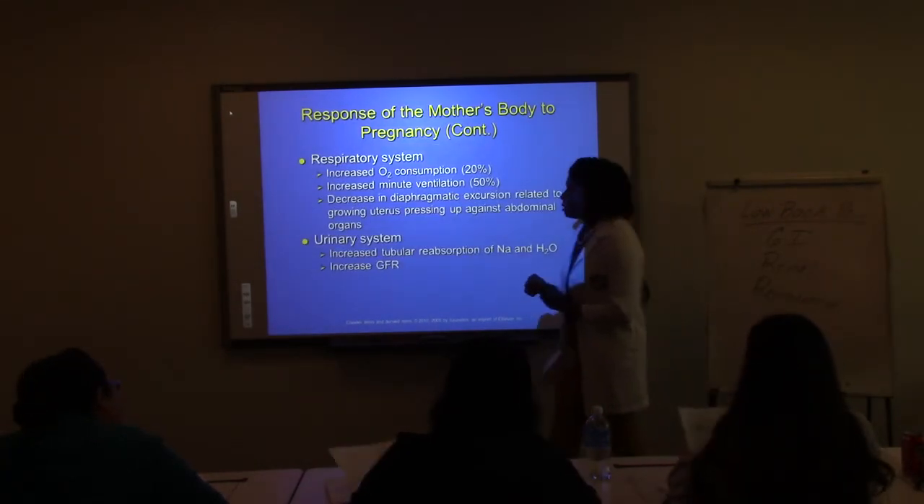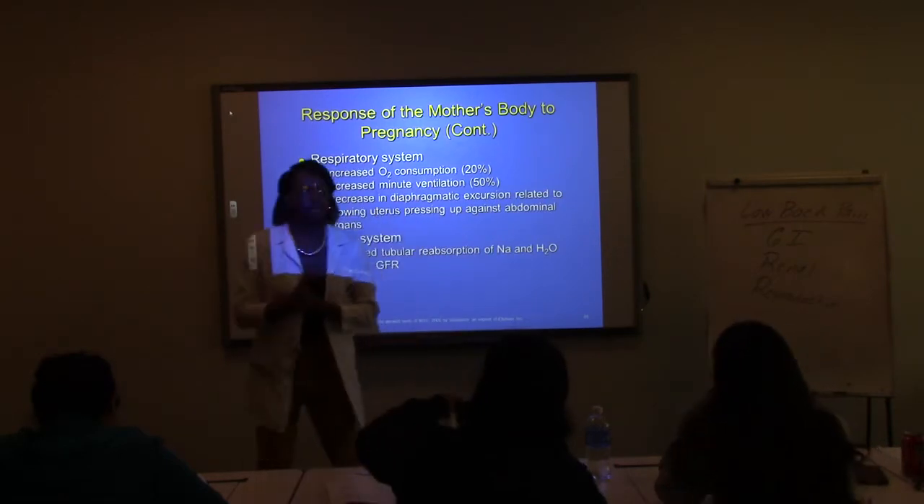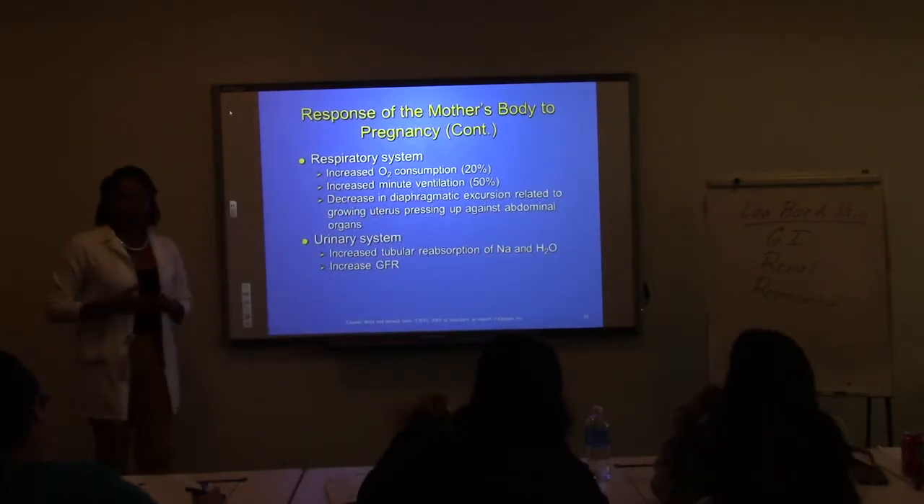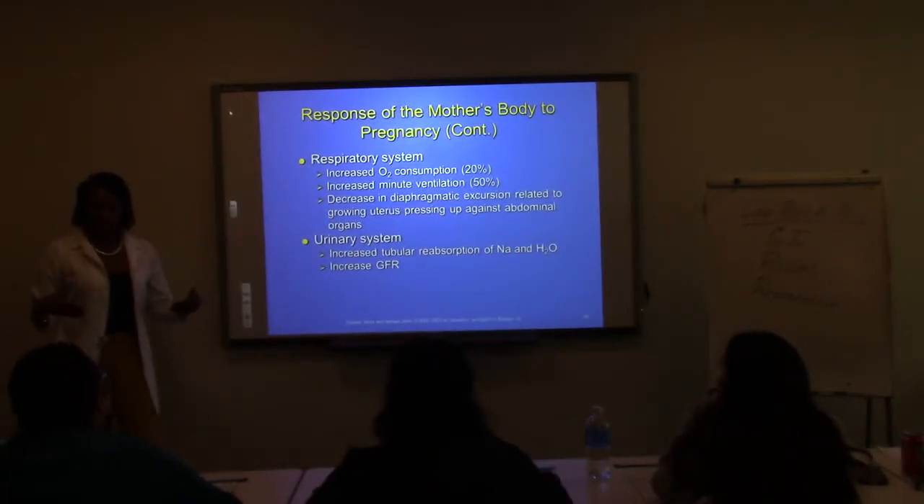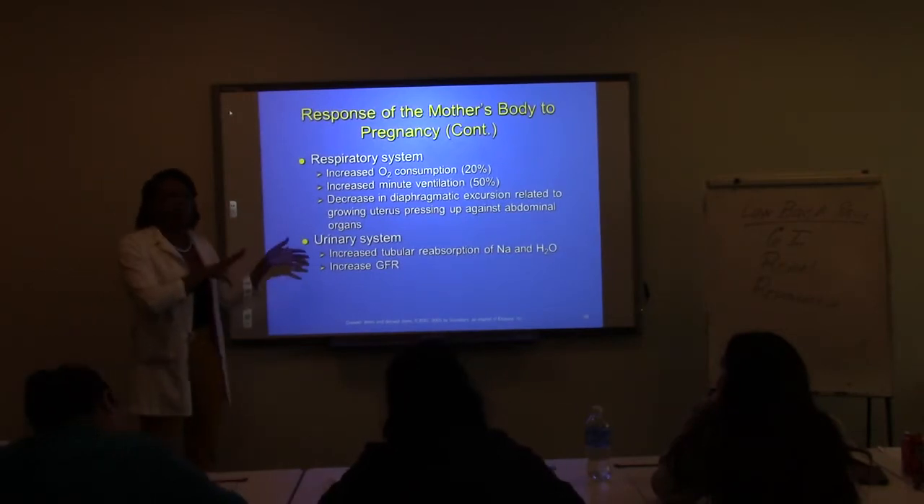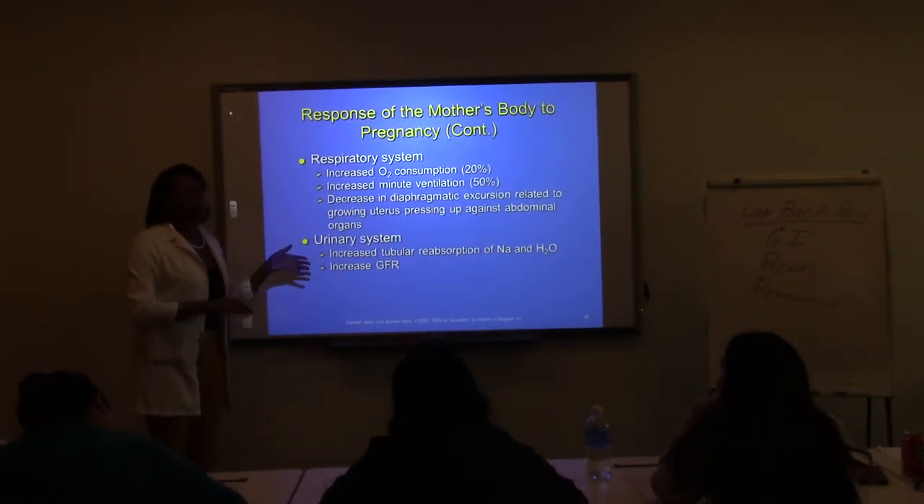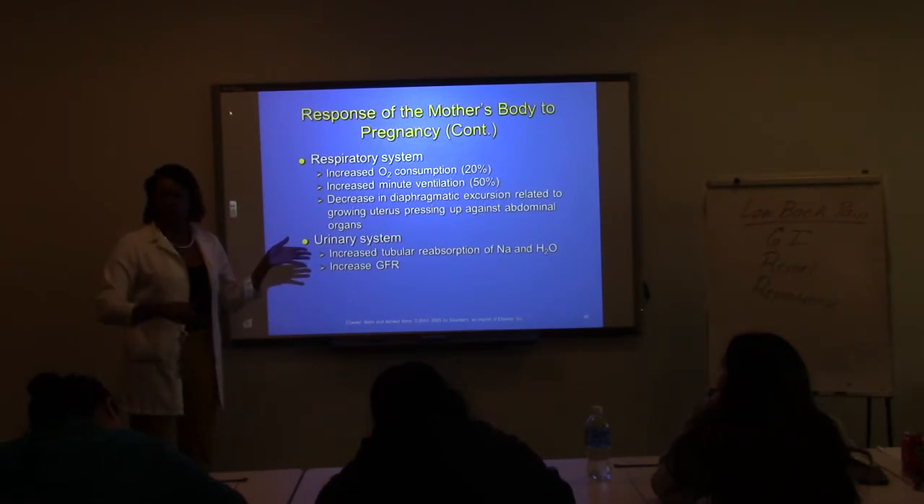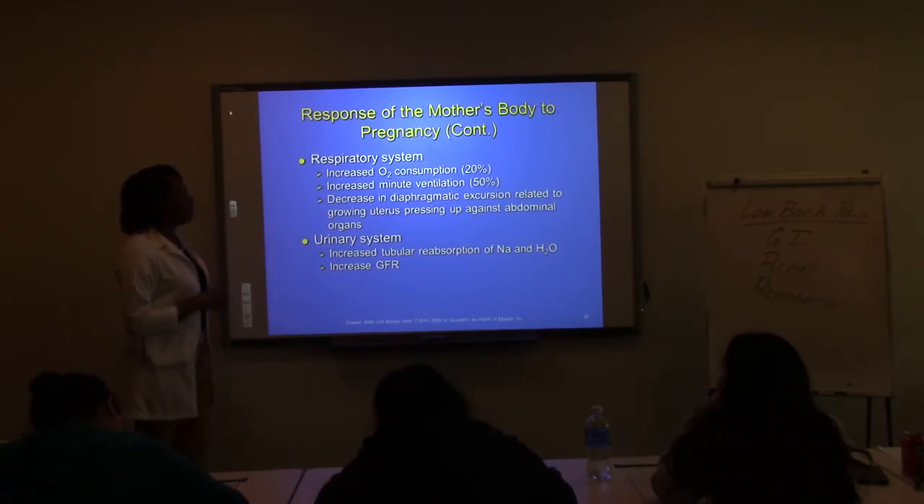Respiratory system is also part of this. So what happens in the respiratory system? Obviously, if we're increasing blood in the circulatory system, we would imagine that we're going to have more oxygen, correct? So these females will definitely have more oxygen that's actually being distributed.